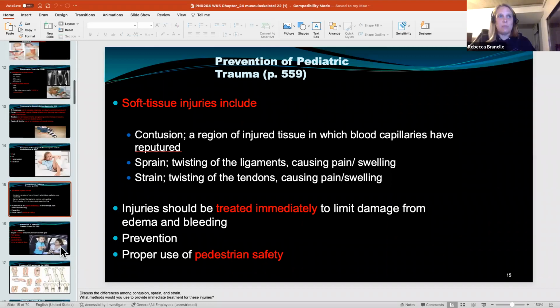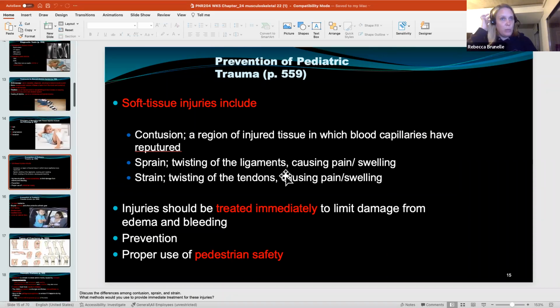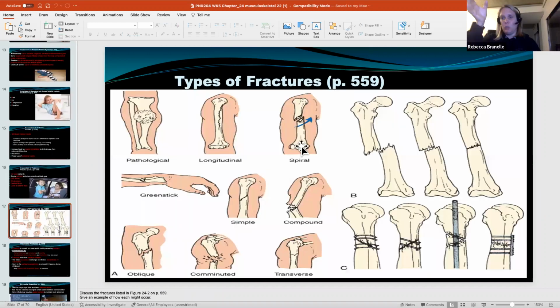So this slide here goes over different types of fractures, and there's a couple that I really want to point out to you. So this spiral fracture, and it shows you with the blue arrow, this would be where the bone goes in two opposite directions, like it's spiraling this way. This is the one that's most common with child abuse. So if you see this type of fracture, this is going to be concerning for child abuse.